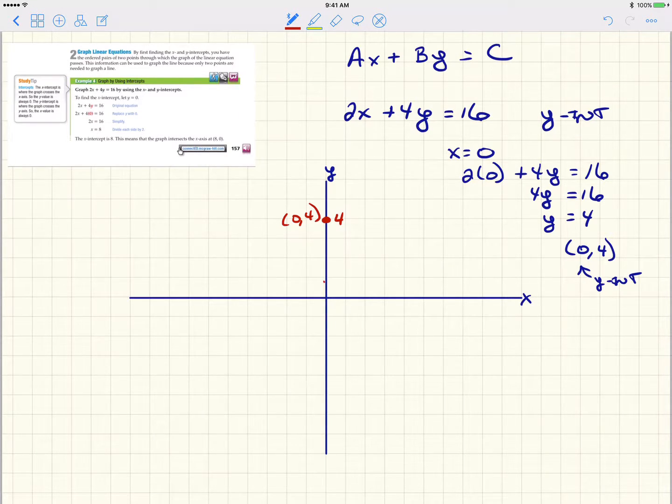We're going to take the same equation and rewrite it here: 2x plus 4y equals 16. Now I want to find the x-intercept. Where does this line cross the x-axis? When the line crosses the x-axis, the y value has to be 0. So for the x-intercept, I'm going to set y equal to 0.